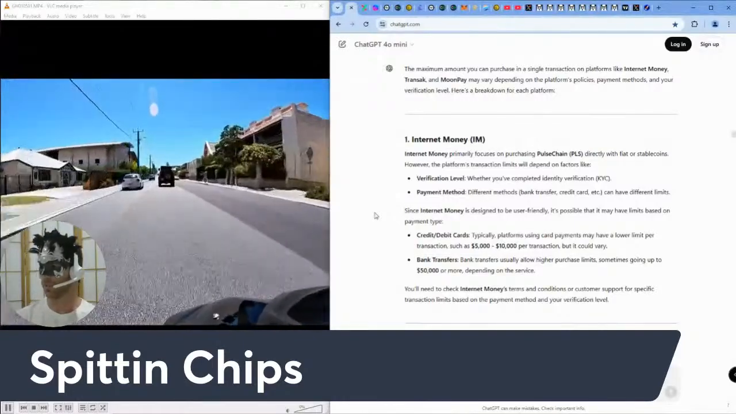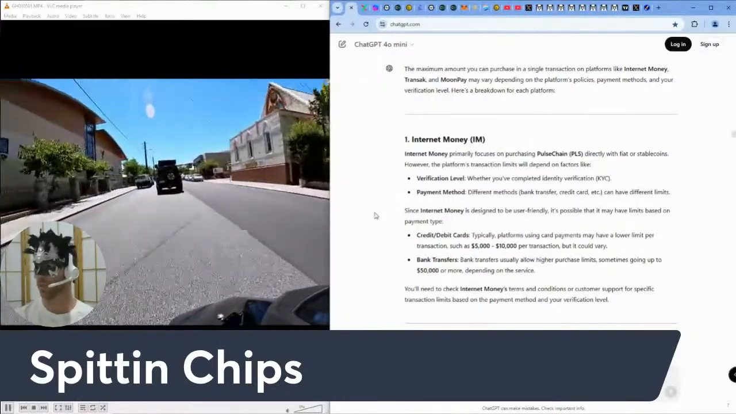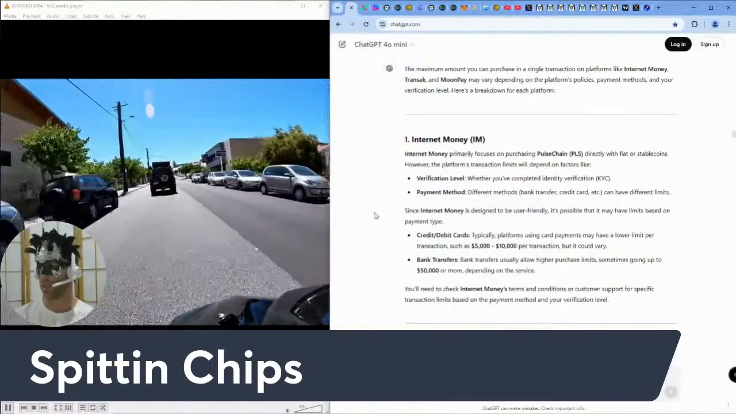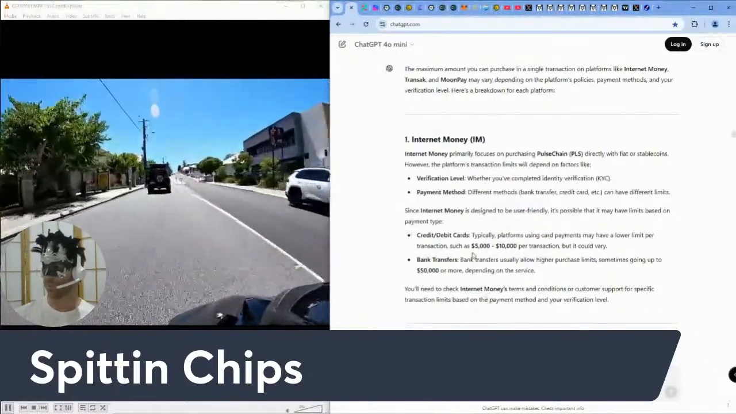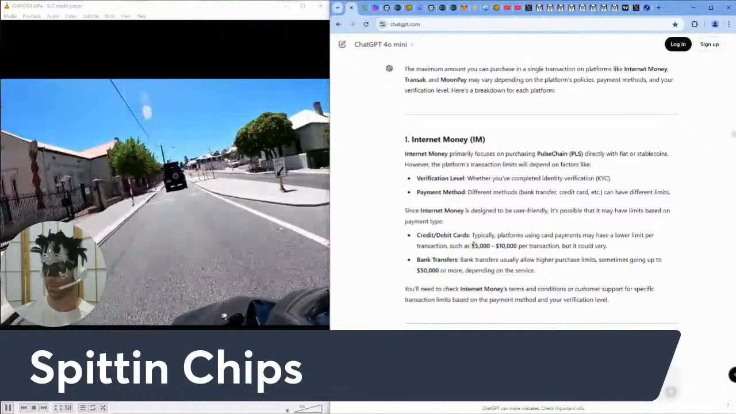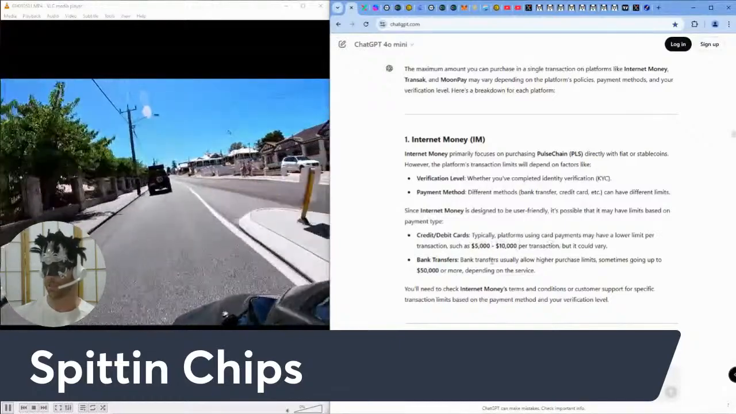Since Internet Money is designed to be user-friendly, it's possible that it may have limits based on the payment type. So, for instance, depending on your credit card or debit card, you may have a limit between $5,000 or $10,000 per transaction.